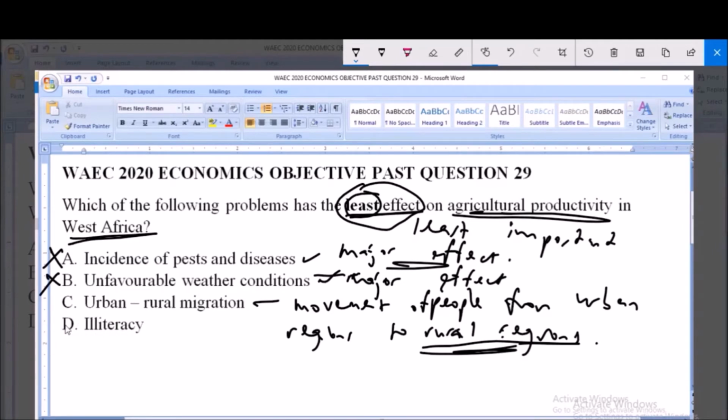Before we select our answer, let's look at option D. Option D says illiteracy, and obviously illiteracy majorly affects agricultural productivity in Africa. Lack of technical know-how, of use of mechanized farming, and of methods of pest and disease control is a major effect. So it is not the answer to the question. Option C, urban-rural migration, as we established, is the correct answer, as it does not have a major effect on agricultural productivity in West Africa.